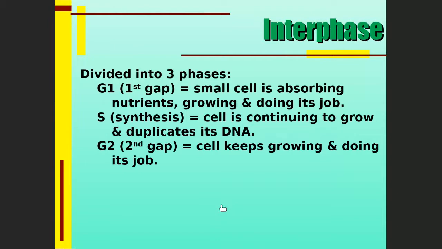Interphase. Now, the interphase stage, which we have already studied, has three phases: G1, S, and G2. G1, also known as the first growth phase or first gap phase, is when the small cell is absorbing nutrients, growing and doing its job. S is the synthesis phase, in which the cell continues to grow and duplicates its DNA. G2, also the second growth phase or second gap phase, is when the cell keeps growing and doing its job.